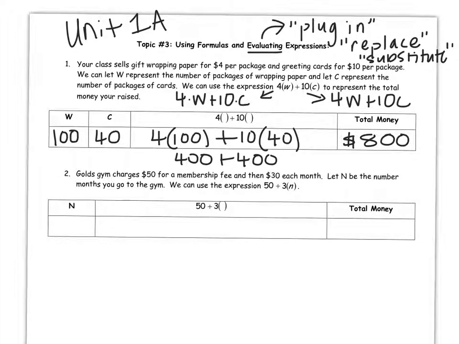It's really similar. So this scenario isn't about wrapping paper, it's about a gym. It says Gold's Gym charges $50 for a membership fee and then $30 for every month that you're a member. This is really common for gyms. They charge you something up front, a fee up front, $50, whatever it may be, and then as long as you're a member, you pay a certain amount of money each month. Each is a really good indicator for multiplication.